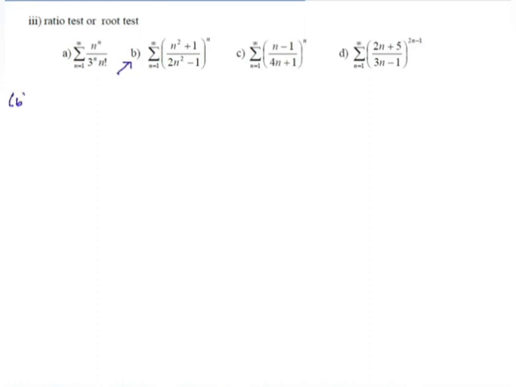What is the sequence in b? Let the nth term be (n square plus 1) over (2n square minus 1), the whole to the power of n.